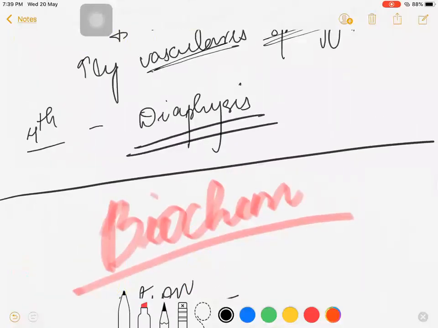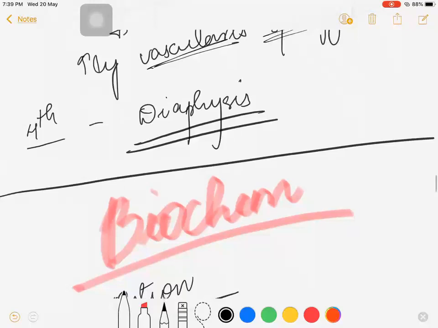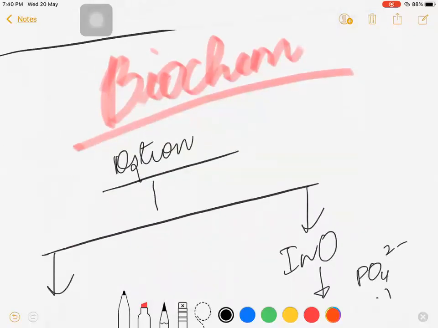So what is the functional unit in the brain? In the nervous system, what is a functional unit? Neurons. Yeah, and what is the functional unit in the renal system? It's the nephrons. So similarly, in the skeletal system, it's going to be something known as the osteon. Okay, so it's going to be called the osteon.